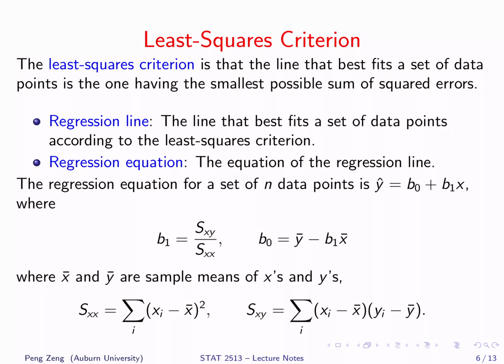We can derive a formula to find regression equations. Here, we ignore the mathematical details and only present the formula. Denote the regression equation as y hat equals b0 plus b1x. The slope b1 is sxy divided by sxx, where sxx is the sum of squared xi minus x bar, and sxy is the sum of the product of xi minus x bar and yi minus y bar. After we calculate b1, we can calculate b0 as y bar minus b1 times x bar.